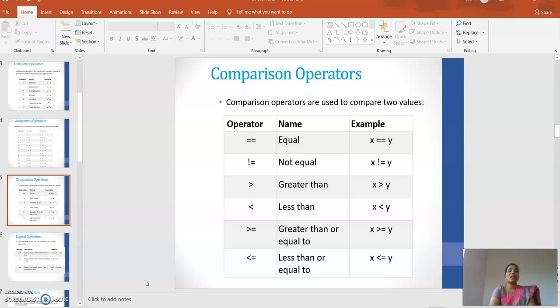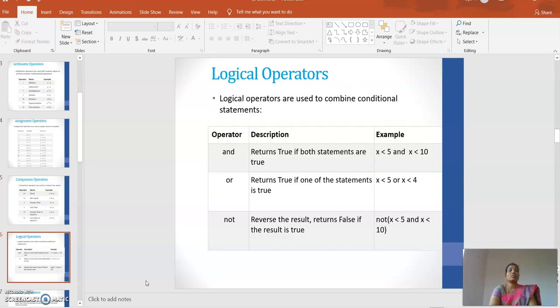So the examples are x equal to y, x not equal to y, x greater than y, x less than y, x greater than or equal to y, x less than or equal to y. All these expressions produce logical values, that is Boolean values, either true or false. And the next one is logical operators.